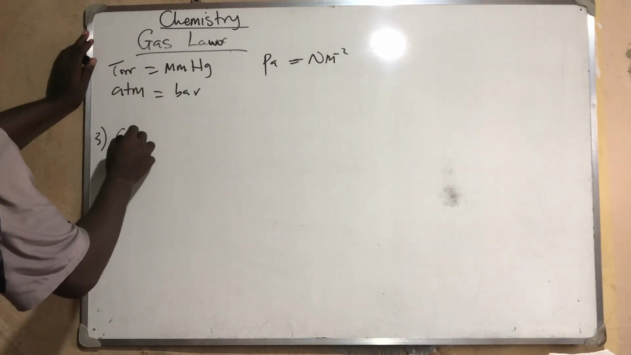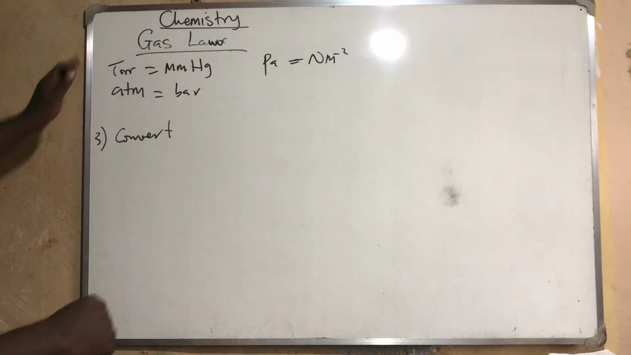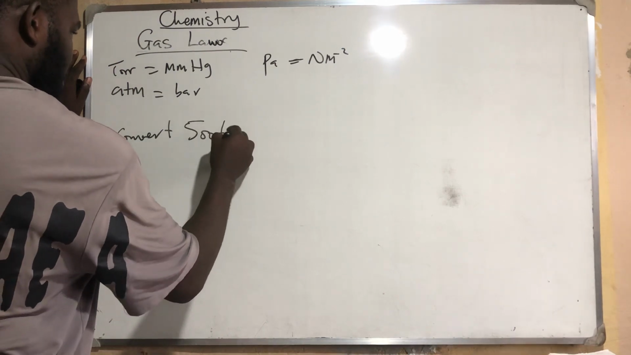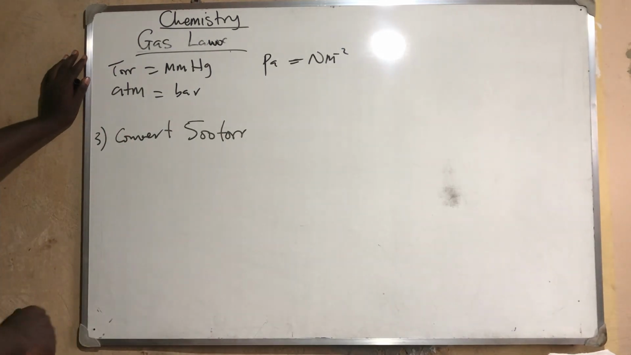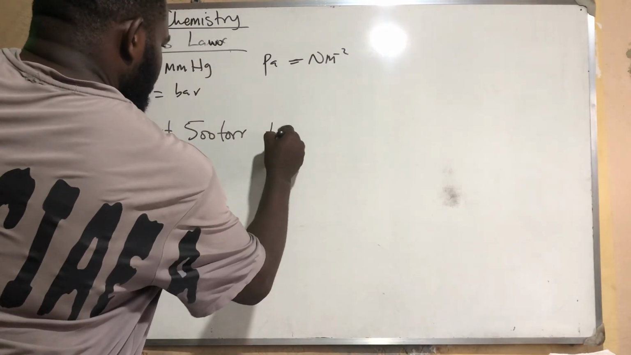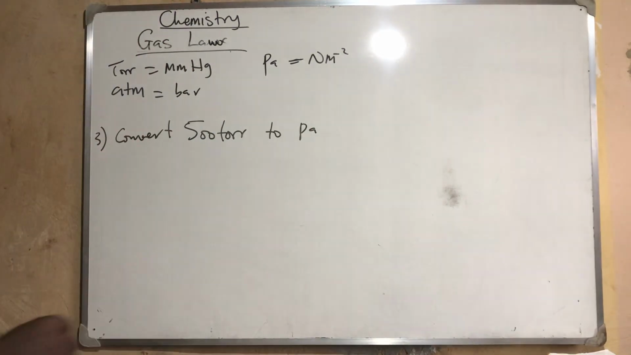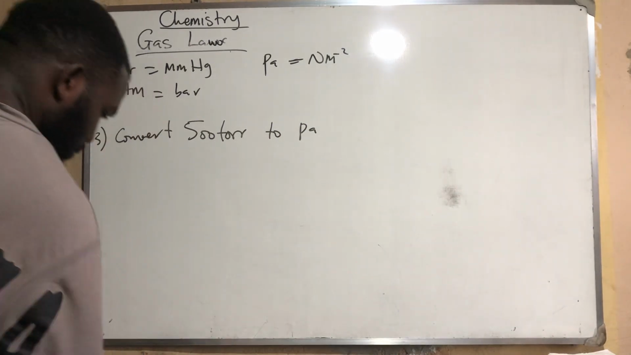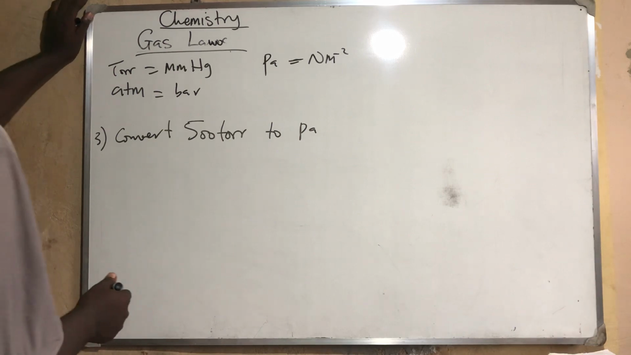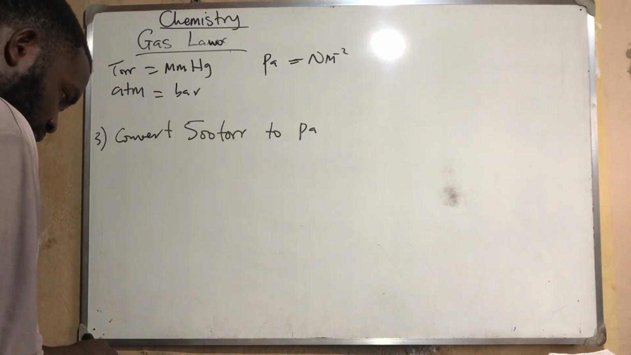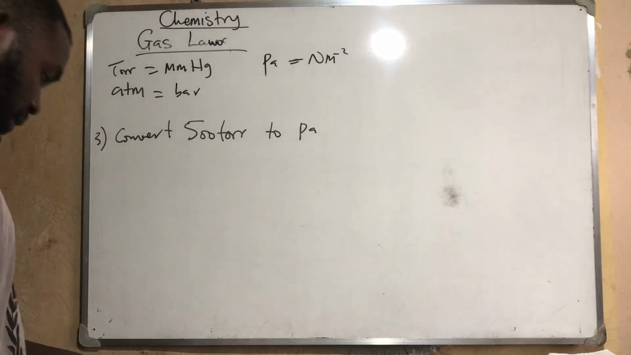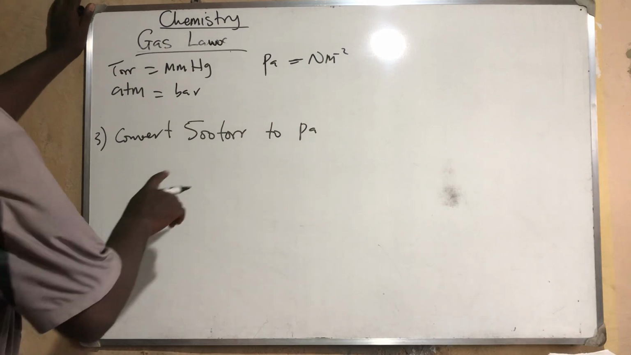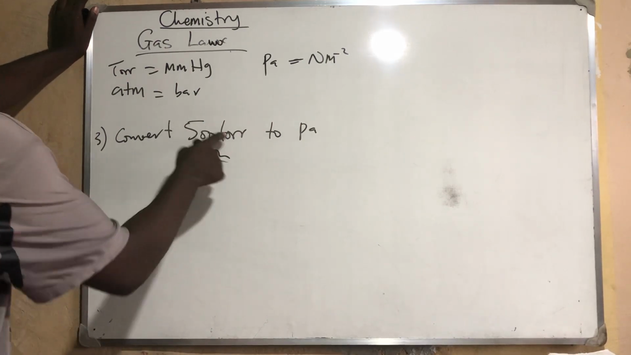Okay. So the next one, number 3, they say convert 500 Torr. Please note that Torr is the same thing as millimeter mercury. 500 Torr to Pascal. Don't forget that Pascal is Newton per meter square. And I told you anytime you hear millimeter mercury, it is 760. So solution: millimeter mercury is the same thing as Torr.